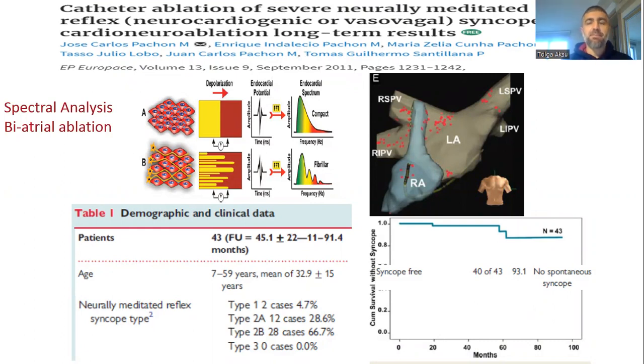Patron compared the effect of cardioneural ablation strategy by using spectral analysis and performing biatrial ablation, and you see that there were 43 patients and the mean age was very young, just 32 years old, and in the great majority of cases there was a pure cardio-inhibitory reflex syncope. They demonstrated that at the end of 45 months of follow-up, syncope-free survival was higher than 90%.